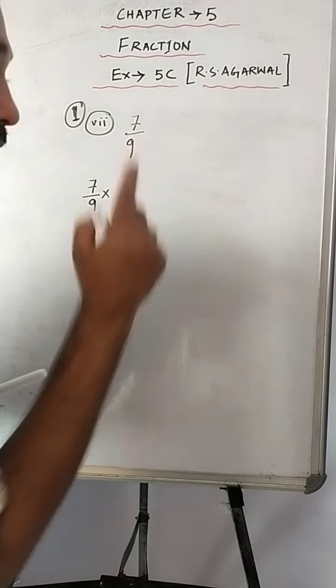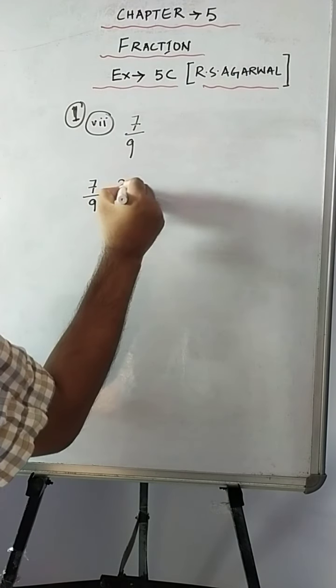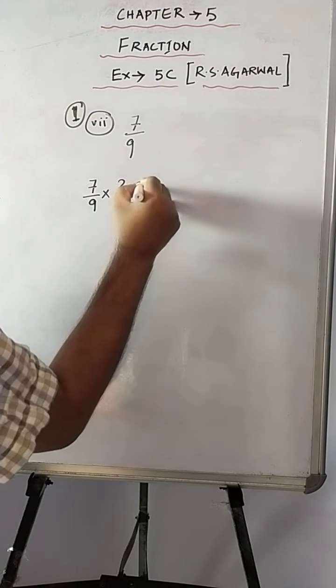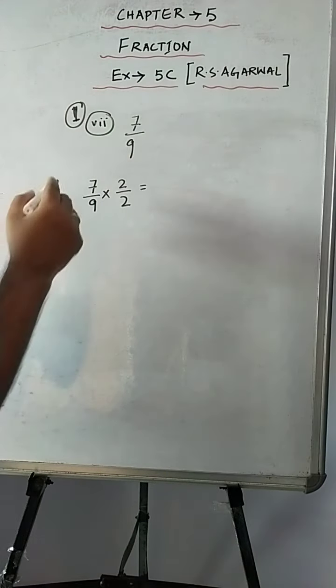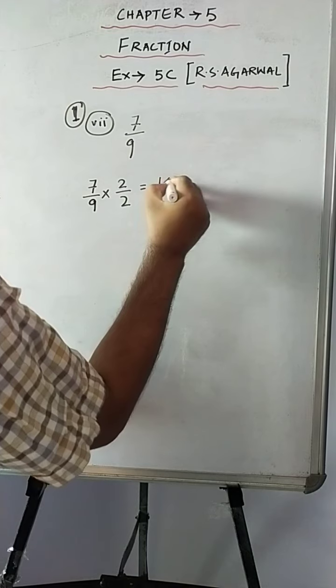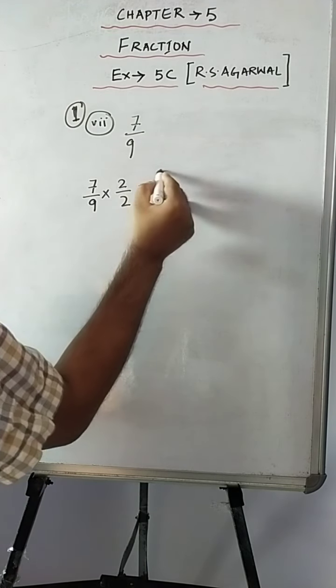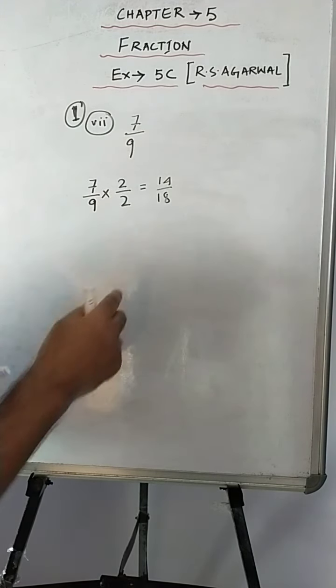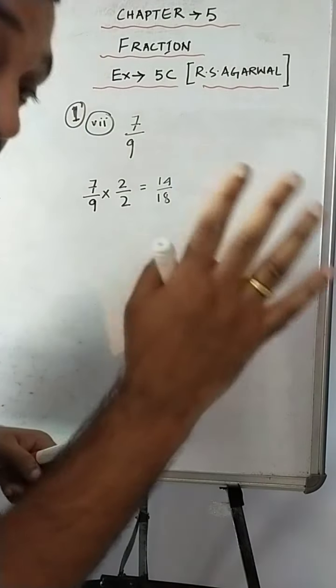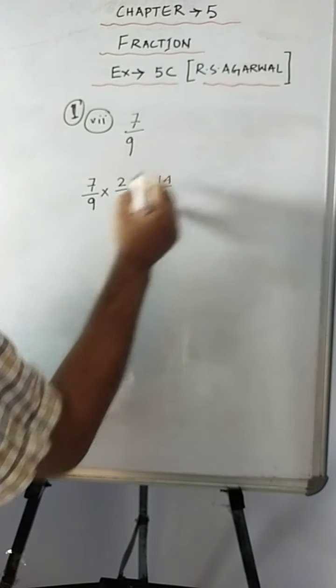The first number that you will select is 2. You multiply 2 with the numerator as well as the denominator. So what is the required fraction then? 14 by 18, isn't it? So this is the first equivalent fraction of 7 by 9. But how many equivalent fractions do we have to write? 5, it is given in the book. So that is the first equivalent fraction.